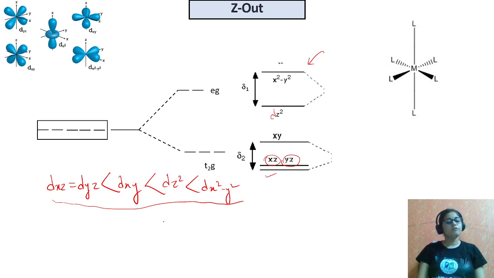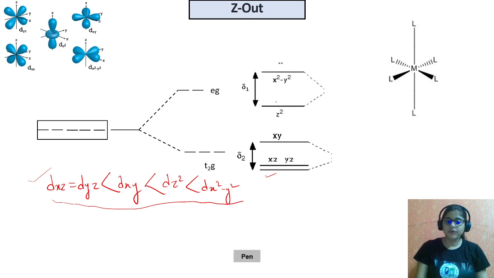Okay, fine, you know that. So now just try to remember that along the Z axis ligands are coming, that's why ligands face more repulsion. And one more thing: along the Z axis, more electron density will be there. So for Z out, one of the examples is d9. Let's just fill it out and see what will happen.